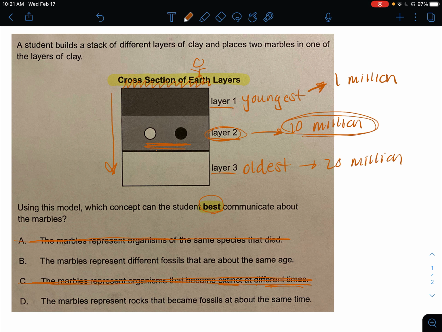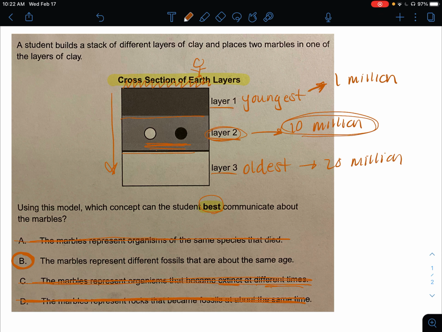Now D says the marbles represent rocks that became fossils at about the same time. We know that to become a fossil, it takes millions and millions of years after they've already been buried. They have to go through a bunch of processes. They have to be heated up. They have to be pressed down, buried in the sand. So that is going to take a long time and not necessarily the same amount of time for each type of fossil. So where they are in the layers doesn't determine how long it takes for them to become fossils. It just determines what their actual age was when they were alive, walking around, or being a plant, or whatever type of fossil it is.